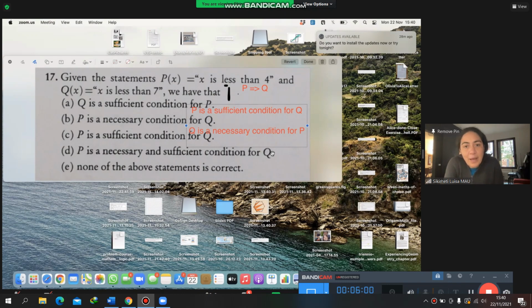Okay, so given that P implies Q, because if x is less than 4, it's definitely less than 7. So if P is true, then Q is definitely true. So that means P implies Q, and we can interpret that as P is a sufficient condition for Q, or else Q is a necessary condition for P. So which of these answers is going to be the relevant one? C. Yeah, exactly. So that's going to correspond to C.